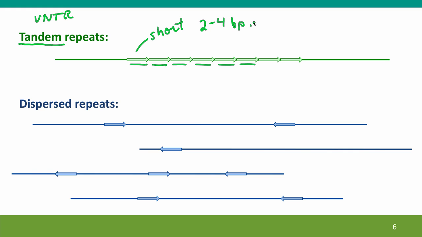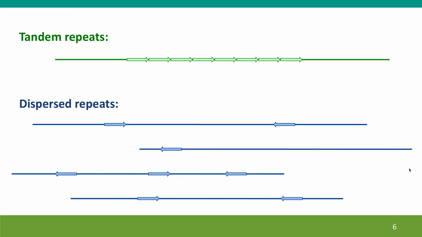The other kind of repeated sequence is called a dispersed repeat. And these are sequences that are not tandem. They're scattered around the genome. Most of the common dispersed repeats will be on every chromosome in the introns of every gene, sometimes pointing one way, sometimes pointing the other way. And errors involving these can have quite different consequences for chromosome organization.